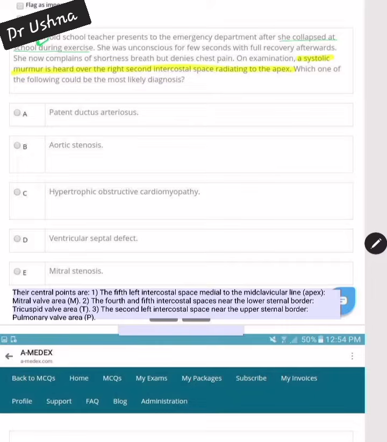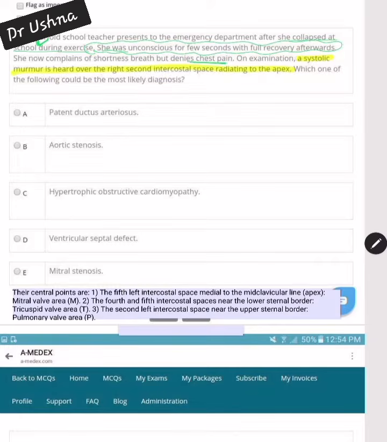I mean something to do with the increased demand of the body for blood supply. So the patient is not able to cope with the increased demand. She was unconscious, we received her, and she fully recovered afterward without any medication. So maybe it's a vasovagal attack, or maybe something related to a missed beat or something like that. She now complains of shortness of breath but denies chest pain. On examination, a systolic murmur is heard over the right second intercostal space radiating to the apex.